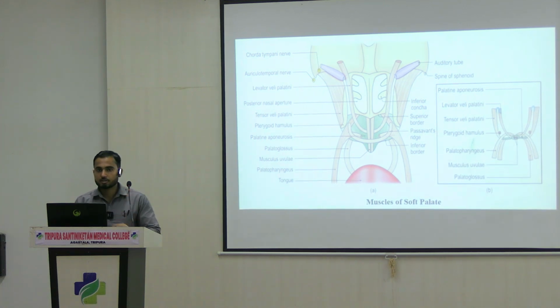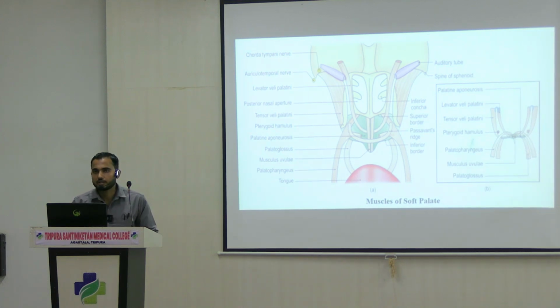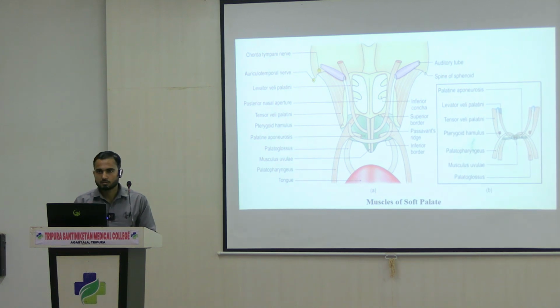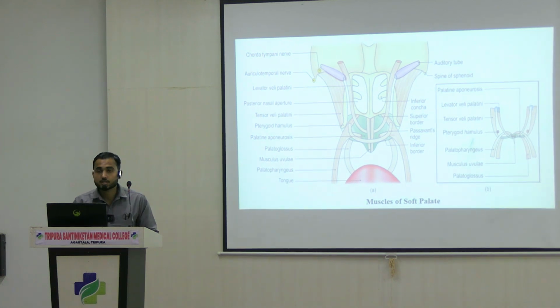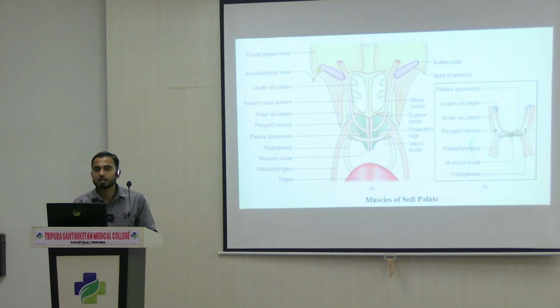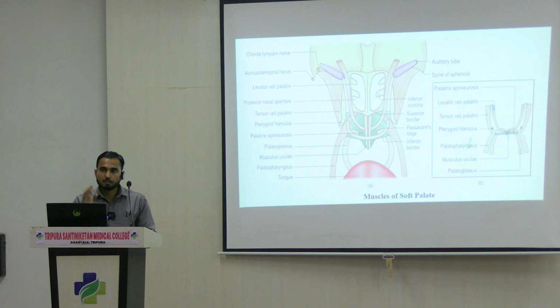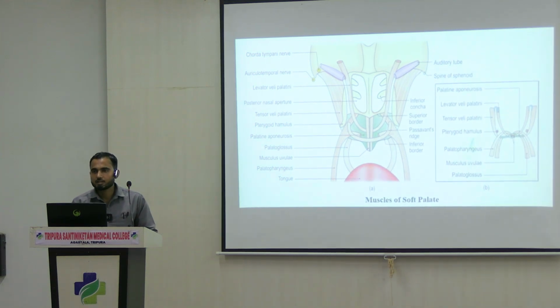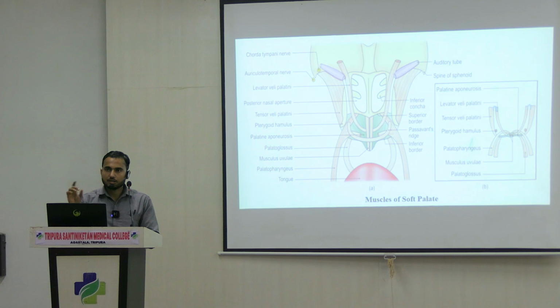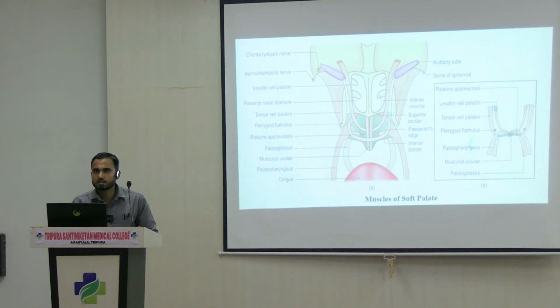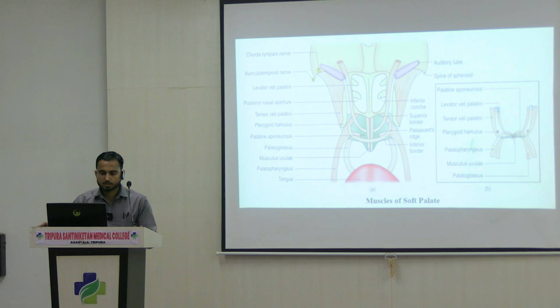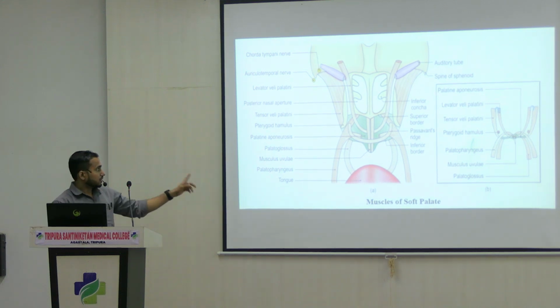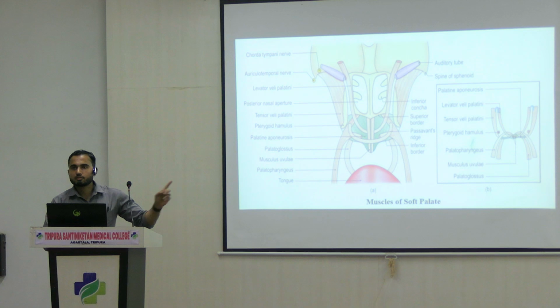So look, a short question comes from here. For example, which is the intrinsic muscle of the soft palate? You will be getting 4 options. So which is the intrinsic muscle? Musculus uvuli. Musculus uvuli is the intrinsic muscle of the soft palate. Only musculus uvuli. Remaining all are extrinsic muscles. I hope you know the difference between the intrinsic and extrinsic muscles. So up to that much we discussed that day, if you remember.